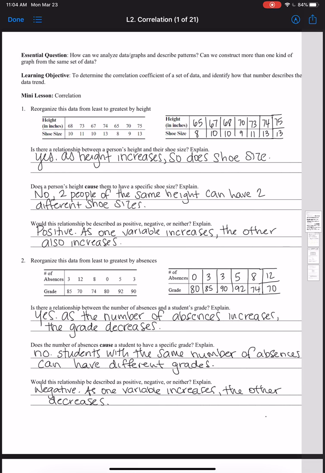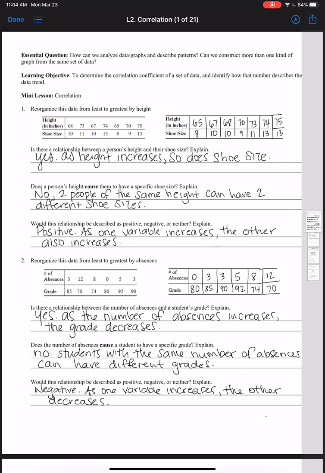Okay, the second lesson that we're going to do, some of you already saw this lesson during class, so if you remember it, you can skip over it. But the second lesson is on what we call correlation. So we're going to go through a few examples. I already completed most of it, so you can kind of just get the idea. And then we'll do some practice questions.